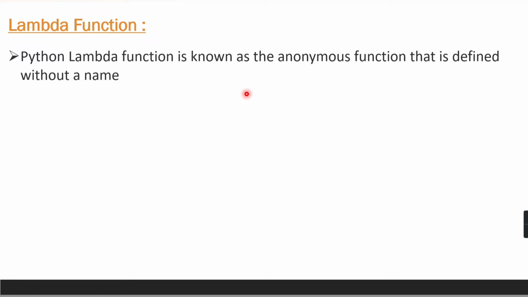In this video we are going to learn about lambda functions. So what are lambda functions? A Python lambda function is known as an anonymous function that is defined without a name.